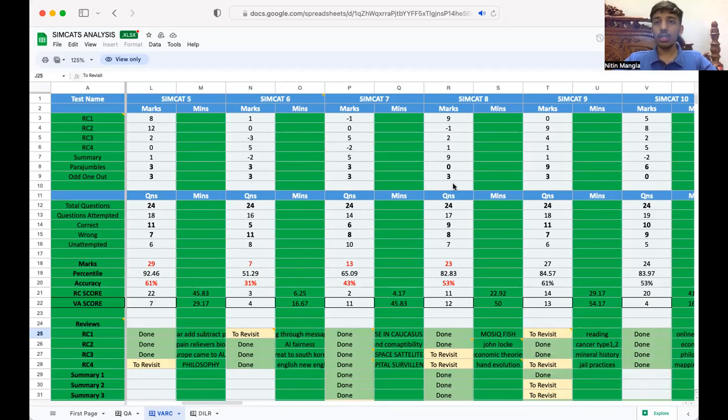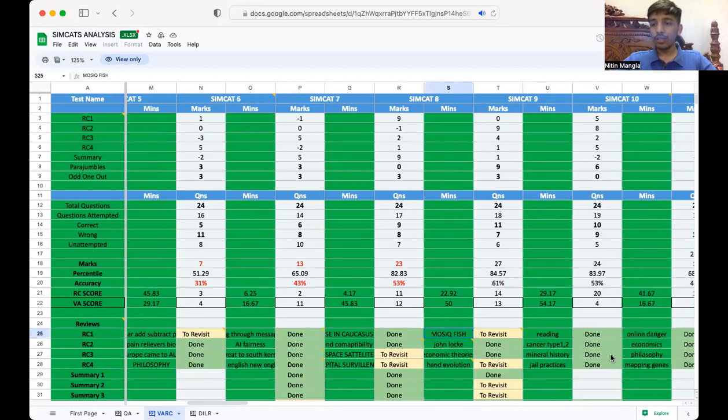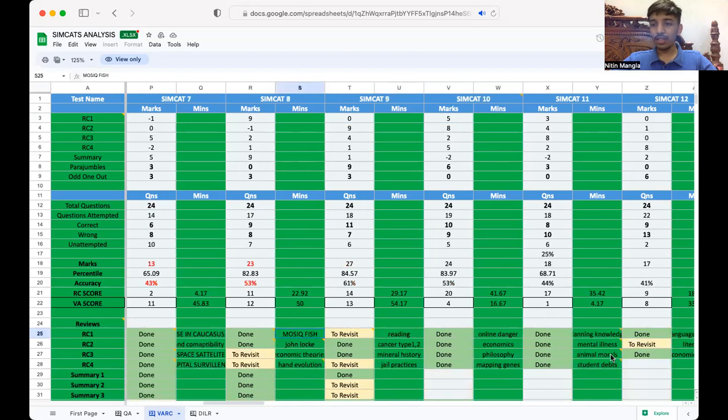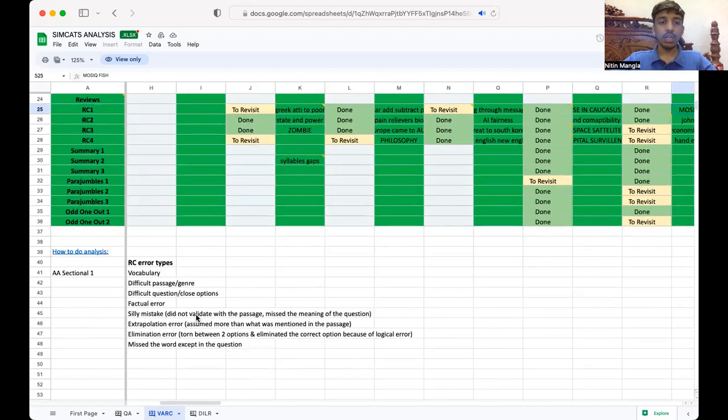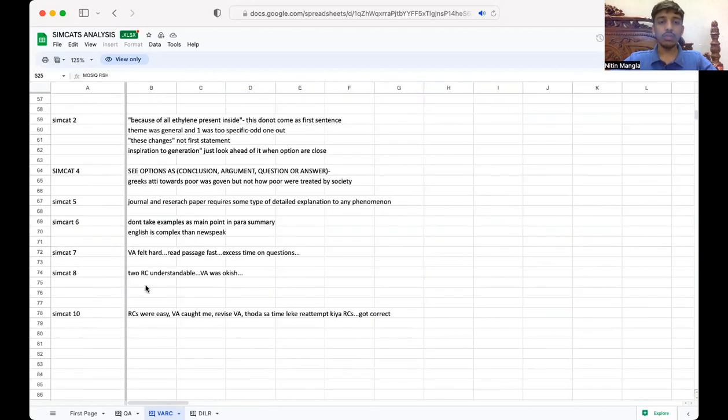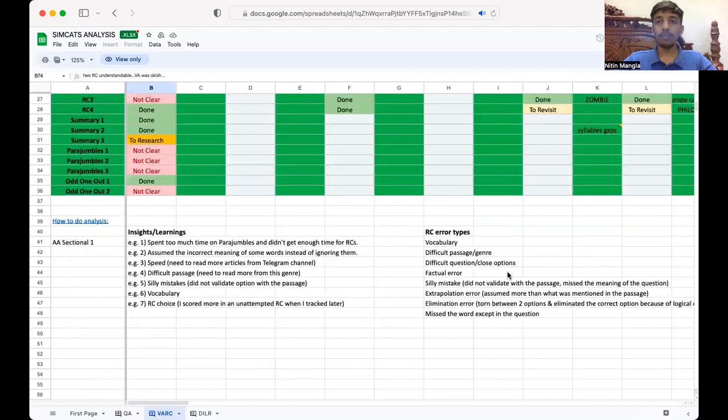So you can see here, done, and 9 marks were there. I was able to understand it, and I know this was my strength, the scientific topics. So I used to attempt those. You can see any scientific topic would be my strength, and this was my prep for the VRC part. And again I wrote this in the format of the writing that SimCAT did: 2 RCs were understandable, VA was okay. So these are my notes that I penned around it.